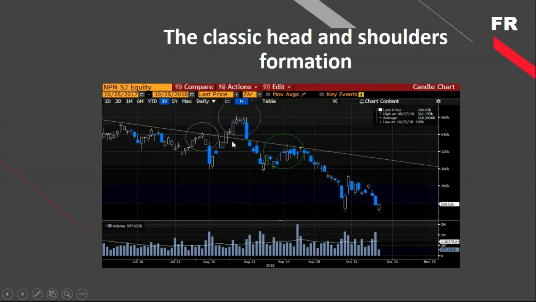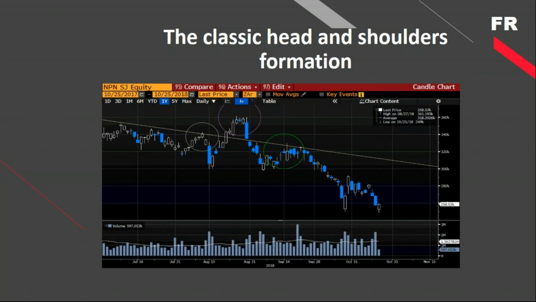I'm not going to touch much on it. My colleague Barry will touch on it next week when he does the presentation on technical analysis. But if you'd seen a head and shoulders formation and gone short, you are a very happy trader. You have made some money, and everything is happy days for you.